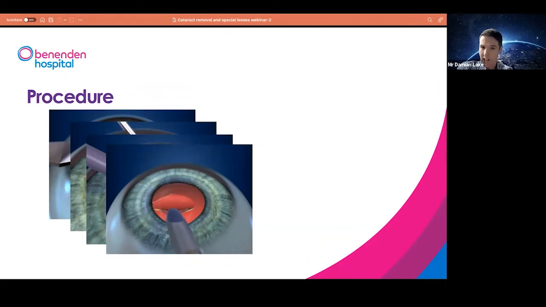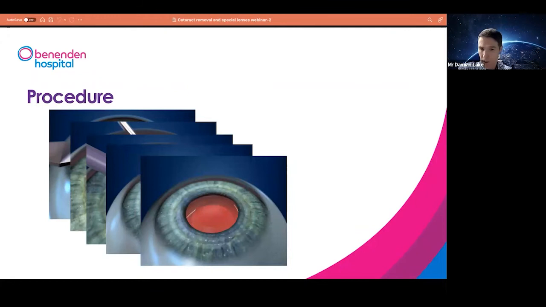And once it's in the eye, it unfurls inside the capsule bag and is held in place by two little arms that we call haptics. And at the conclusion of the surgery, we put antibiotics into the eye and take away the drape and the clip, and the surgery is all finished. For those patients who have decided that they'd like to get both eyes done on the same day, then we will then move on to the other eye, and the same procedure is performed again.